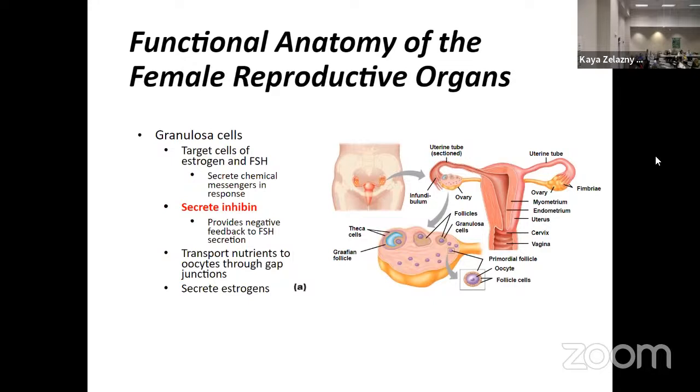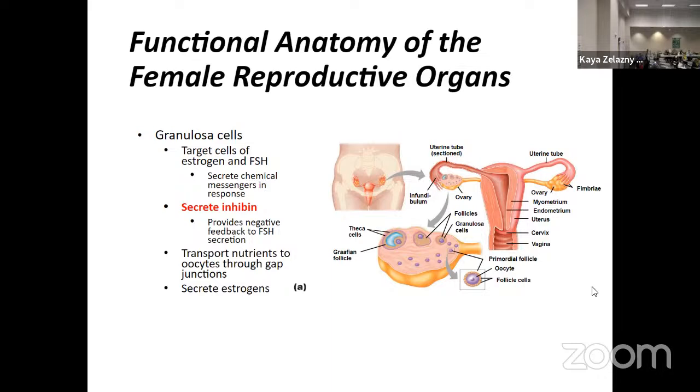Okay, so the granulosa cells are going to be targets for hormones. They're going to be target cells for estrogen and for FSH, our follicle stimulating hormone. In response, they're going to secrete chemical messengers, including inhibin from granulosa cells. This is going to provide a negative feedback loop back towards FSH, which, when we link together all the different pieces of what's going on, is going to be an important part of the hormonal switches we see during the menstrual cycle.